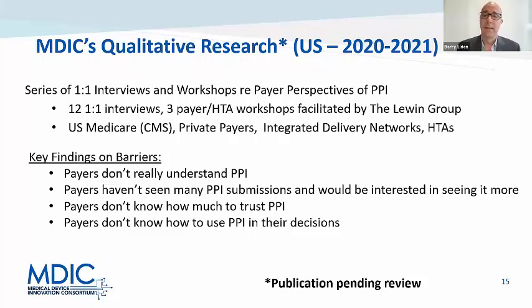We got a lot of data out of that. I don't want to spend a lot of time on the details at this point, but we summarized it into 4 basic findings on the barriers to adoption of PPI. One is that payers don't really understand the very basic definitions of what PPI is and what it is not. Payers haven't seen many PPI submissions, but all of them indicated they would be very interested in seeing more. Payers don't know how much to trust PPI, going back to some of that quantitative data, as there's some question as to its validity or representation. And payers don't know how to use PPI in their decisions.